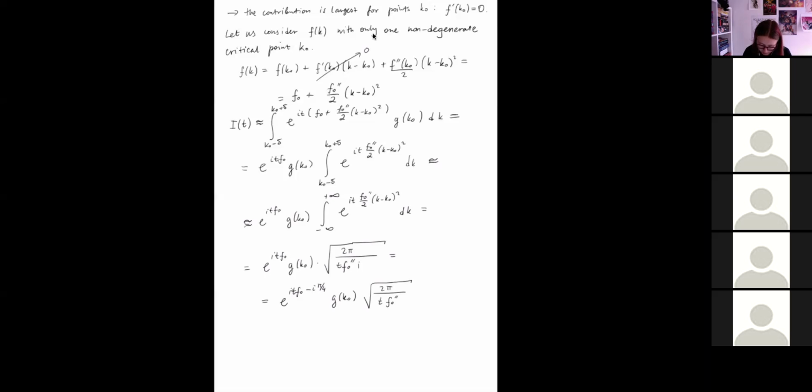So we have successfully approximated I of t by the following: I of t is approximately e to the power i t f of k0 minus i pi over 4, g of k0, square root of 2 pi over t f second derivative at k0.